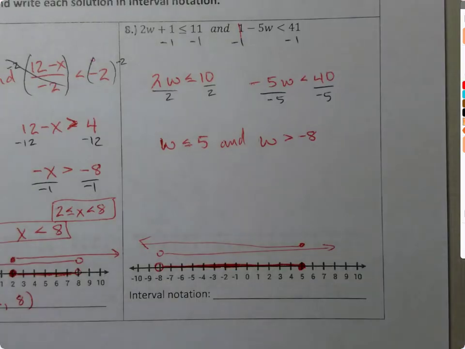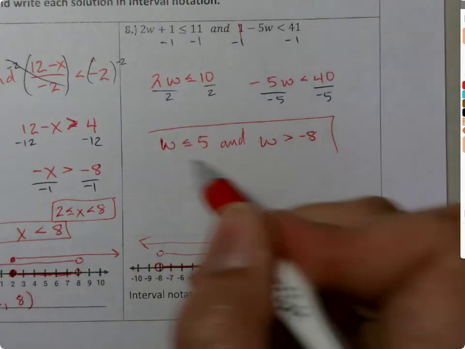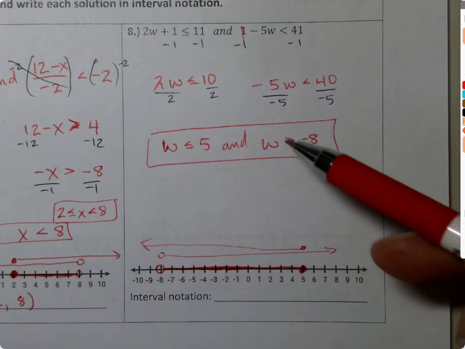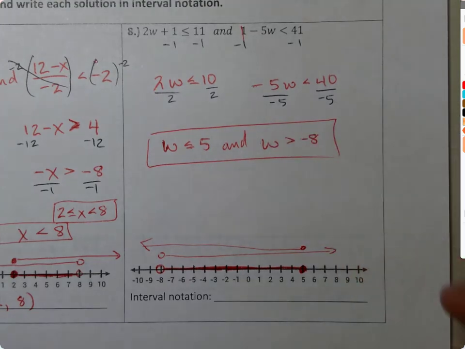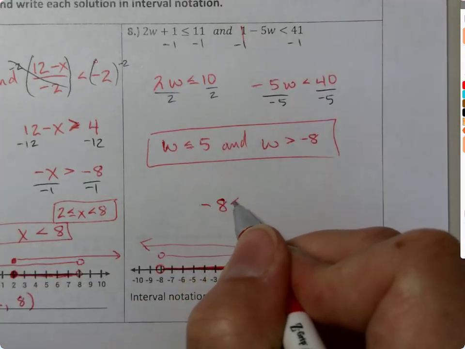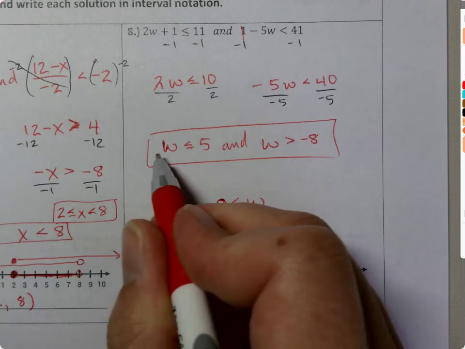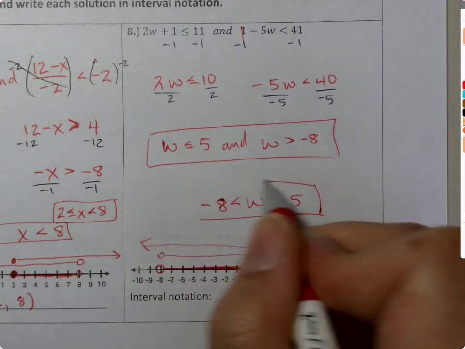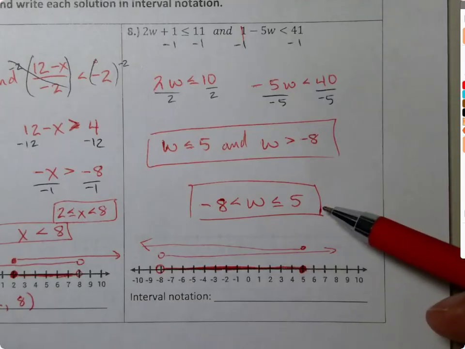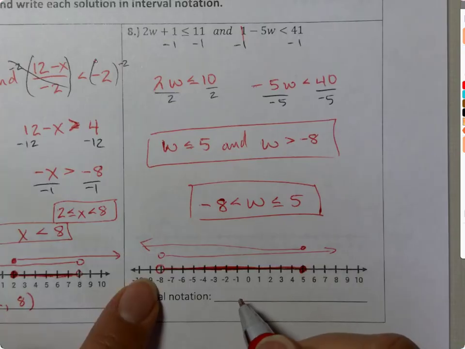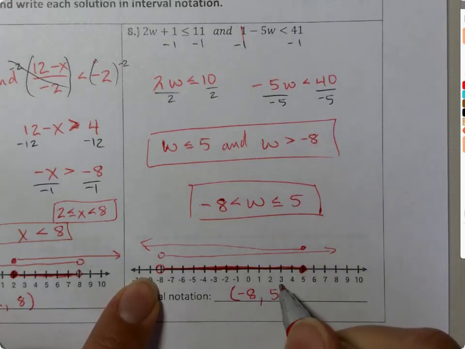Okay, now I'm going to say this again. The word and has to be in your answer. If you were doing this on Delta Math, it's not going to want the word and. Delta Math is going to want you to rewrite it with the low number: negative 8 is less than w, and w is less than or equal to 5. That is the answer you're going to see more times than not, but it means and. Interval notation starts at negative 8, but it's not included, ends at 5, and it is included.